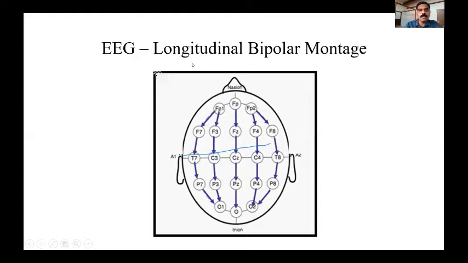This is an example of a longitudinal bipolar montage. Bipolar means we take two leads on the brain and we connect them, and the way we arrange these channels is called the bipolar montage. If you look at this picture, this is like a banana. You can see there are two bananas placed side by side. This is called the double banana montage. This is also called a longitudinal bipolar montage.